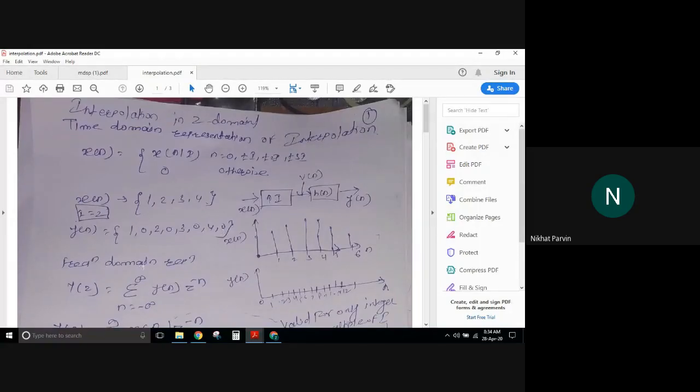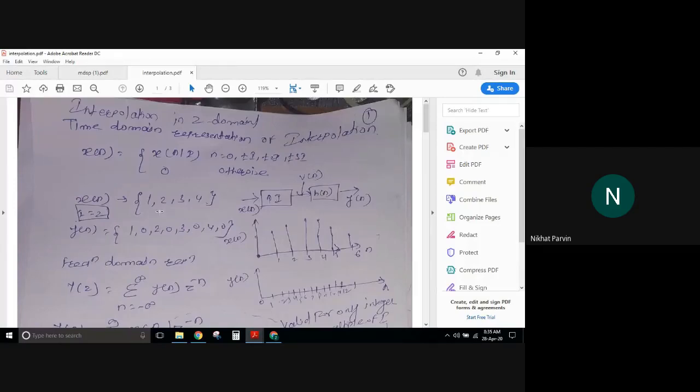Now in this we can see the time domain representation and the frequency domain representation of interpolation. As I said, this is a very important formula one has to remember when explaining interpolation and decimation. What was that? y of n equals x of n by I, for the values of n equals 0, plus or minus I, plus or minus 2I, plus or minus 3I.